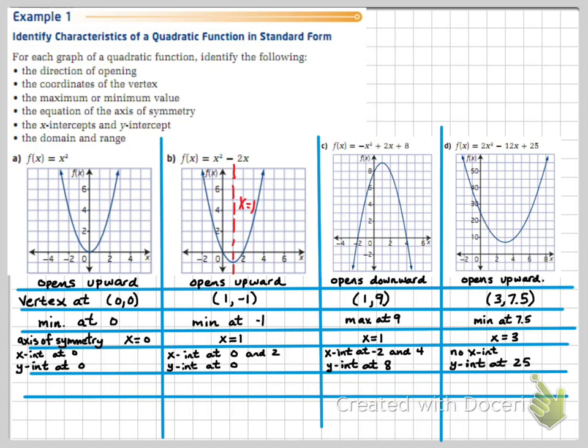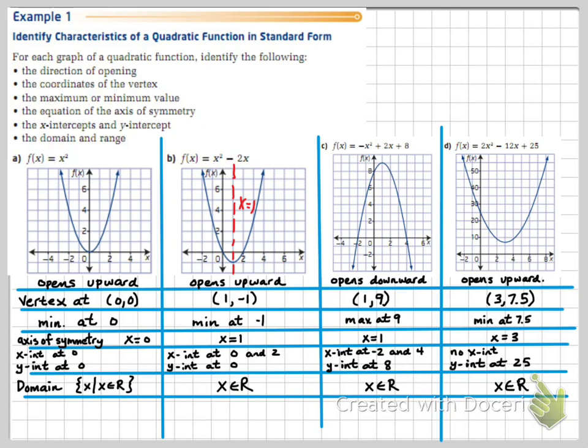Lastly is domain and range. For all four of these parabolas, the domain is x can be any real number. So we're going to say it's the set of all x such that x belongs to the real numbers. x is any real number.